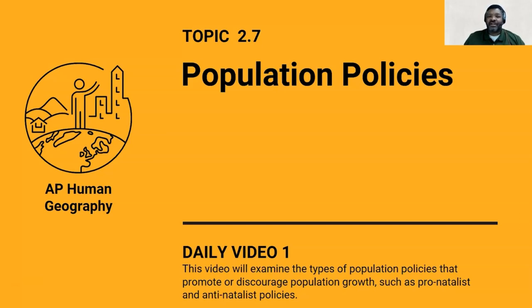Today we're going to talk about topic 2.7, population policies. In this video, we'll examine the types of population policies that promote or discourage population growth, mainly pronatalist and antinatalist policies.